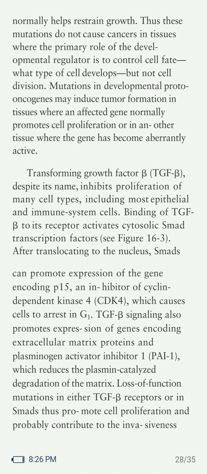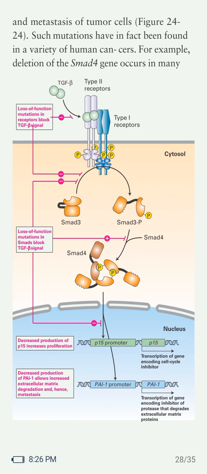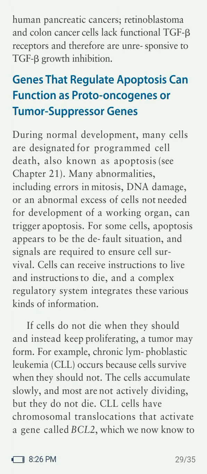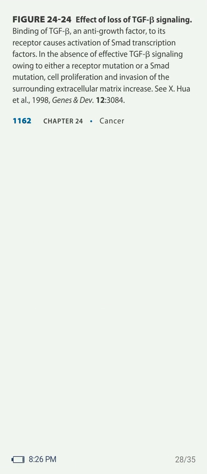Loss of function mutations in either TGF-beta receptors or in SMADs thus promote cell proliferation and probably contribute to the invasiveness and metastasis of tumor cells. Such mutations have in fact been found in a variety of human cancers. For example, deletions of the SMAD4 gene occur in many human pancreatic cancers. Retinoblastoma and colon cancer cells lack functional TGF-beta receptors and therefore are unresponsive to TGF-beta growth inhibitors.